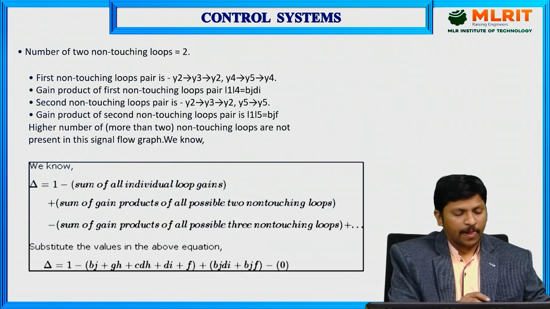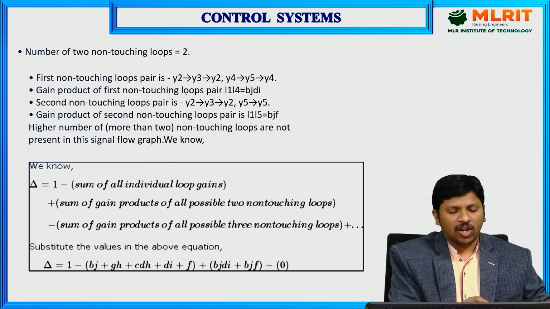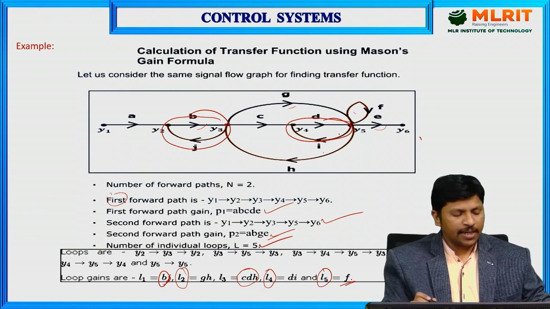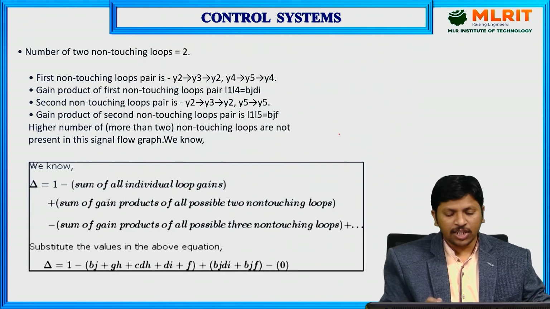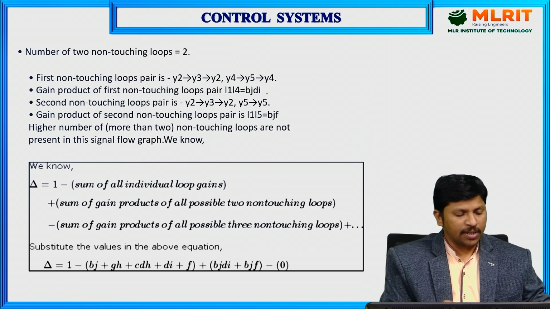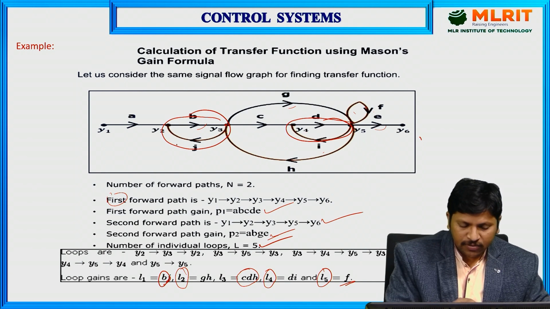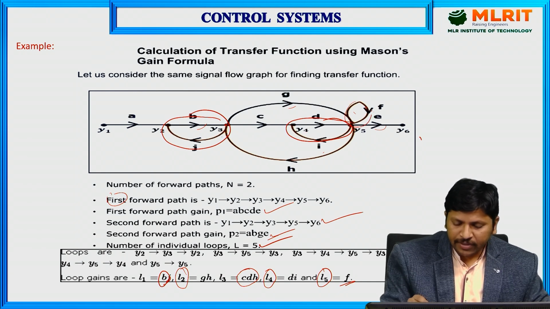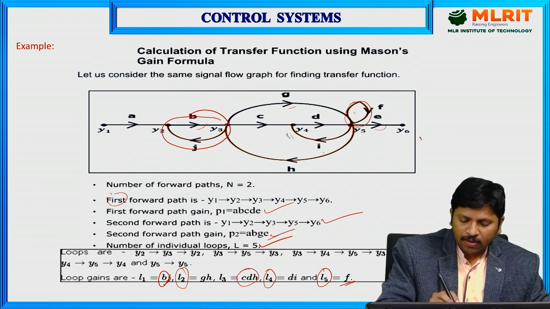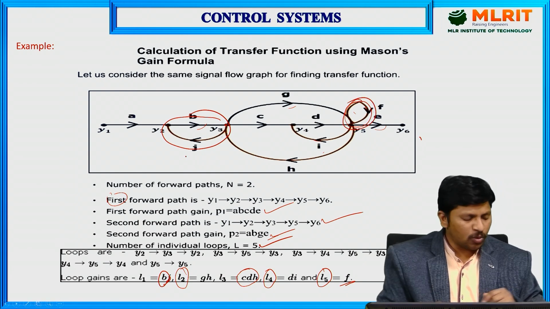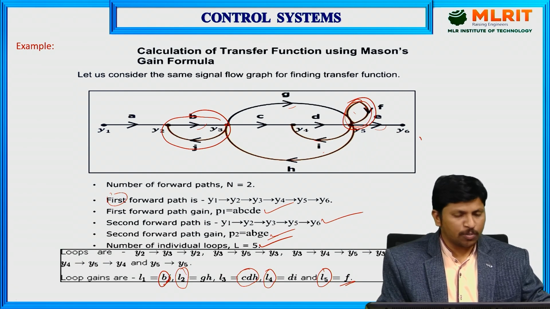Next, the gain product of that first non-touching loop is directly bj and di, just the product bj di. For the second non-touching loop combination, this one loop is compared with this one separately, and both are different. So one more possible two non-touching loop combination is there.